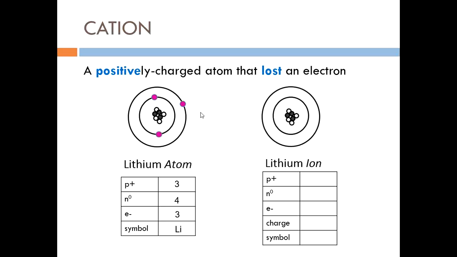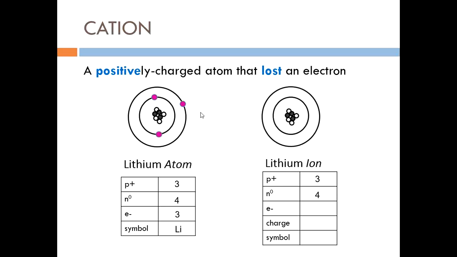Lithium ion has the same number of protons, 3, and the same number of neutrons, 4. But now the electrons, and I will tell you in this video if they gain or lose electrons. Later on, you will know which elements will gain or lose and how many. But for now, I'll tell you that the lithium atom will lose 1 electron.